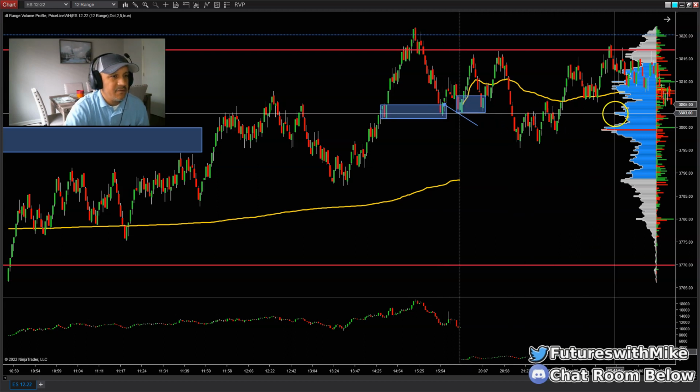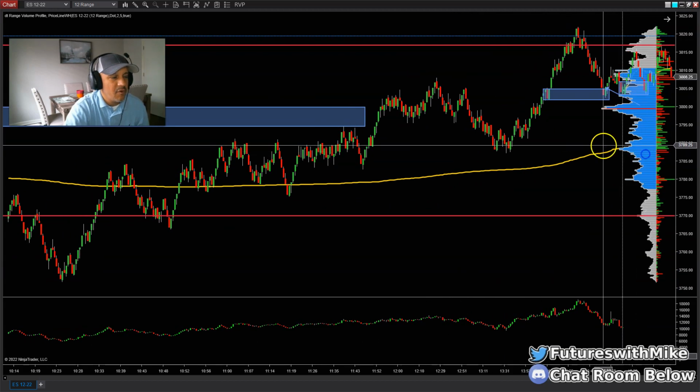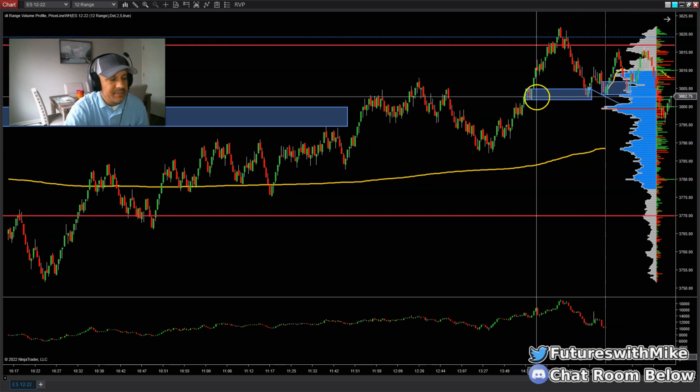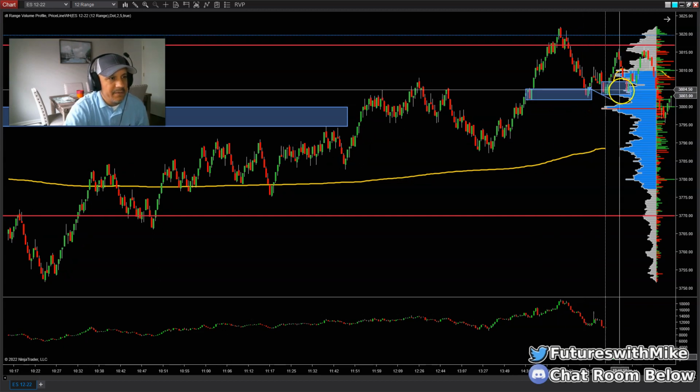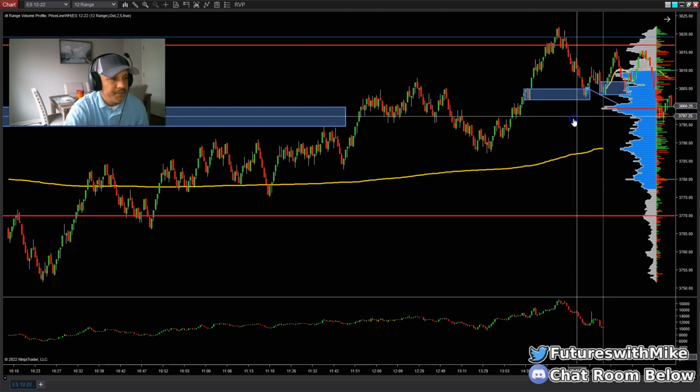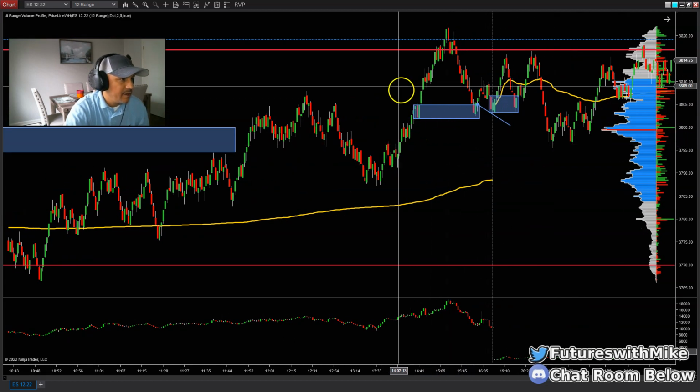If I look at where it's at in relation to the volume profile, when price pulled back and tapped to the zone here, it came right below the outer edge of a high volume area right here. Now, one thing you probably could also do is this right here.